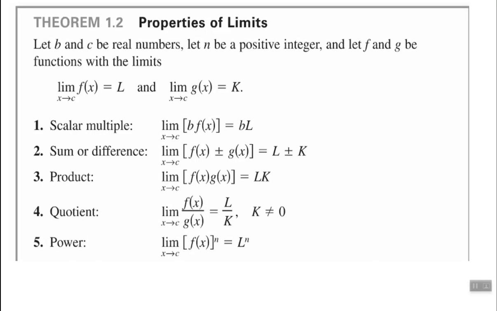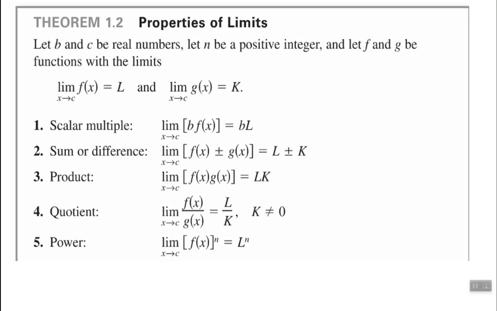Number three, the product rule says the limit of f of x times g of x as x approaches c. Again, we find the limit of each one of those functions as x approaches c, and then we multiply those together. So capital L times capital K.